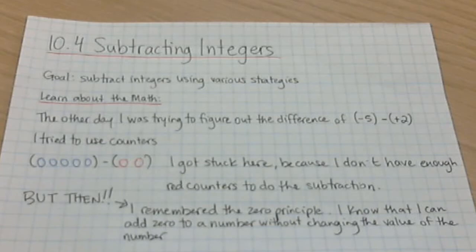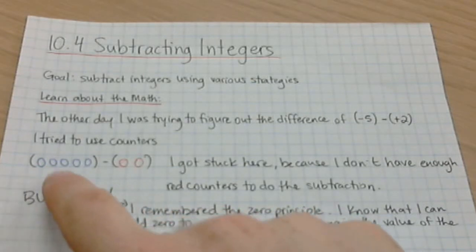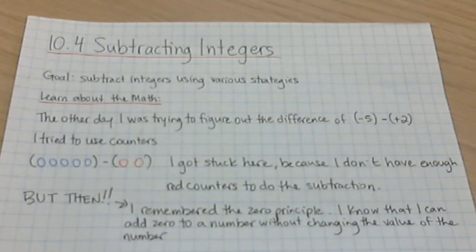The other day I was thinking about this question and trying to figure out what the difference was. I was thinking about -5 minus +2. And so what I did was I tried to use counters. You can see I wrote that out there, which is 5 blues, take away 2 reds.